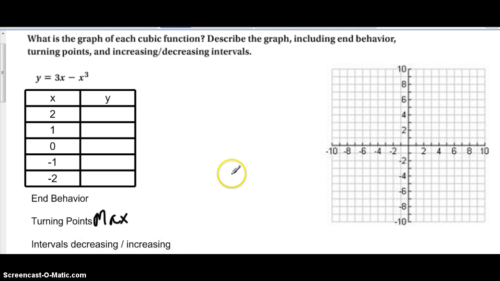So do me a favor, copy down this structure, and create yourself a little graph here to graph along. I'll give you a couple seconds to do that if you would like to pause the video. So let's first get this in standard form, and then plug in our values 2, 1, 0, negative 1, negative 2.